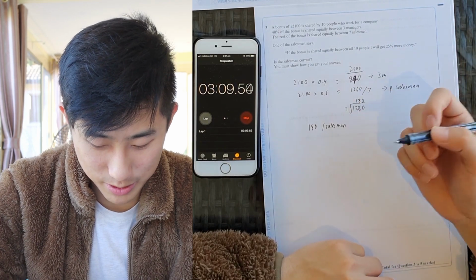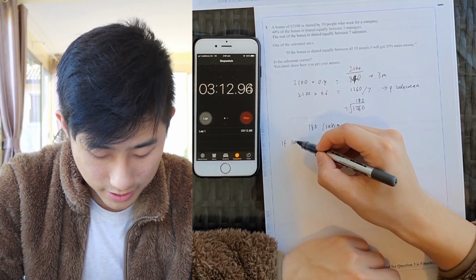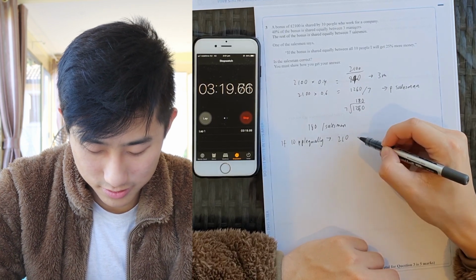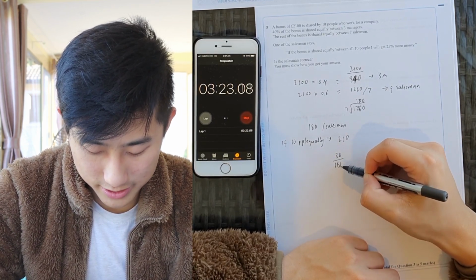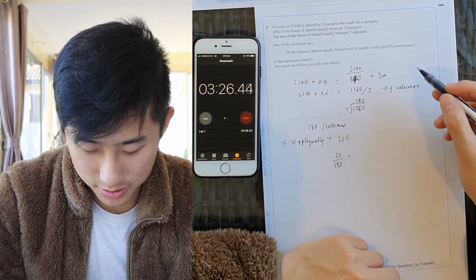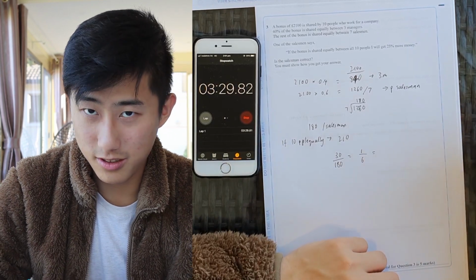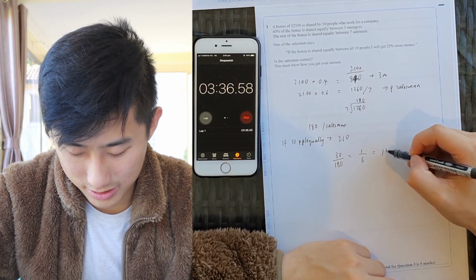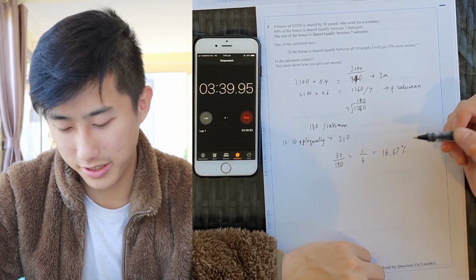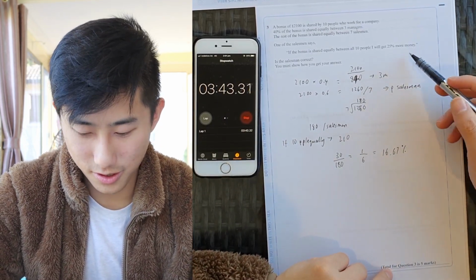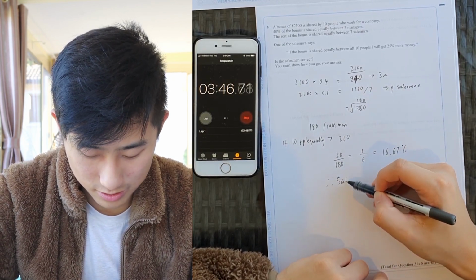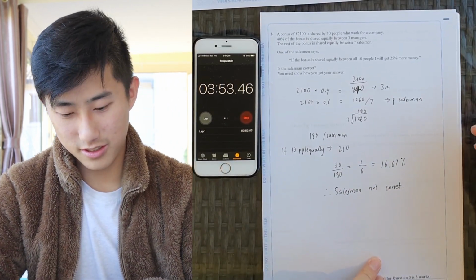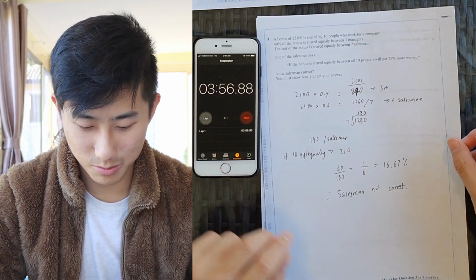Now, if it was just shared between 10 people equally, he would get £210. So 30 over 180 is, well, it's clearly not 25%, but that's 1 over 6, so how much is that now? 16.67%? Yeah, that's right. So they did not obviously get 25% more money, so therefore salesman not correct. Okay, that was 5 marks and I'm still only on 4 minutes.